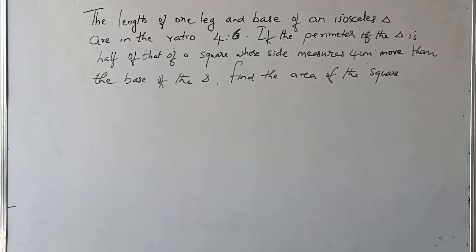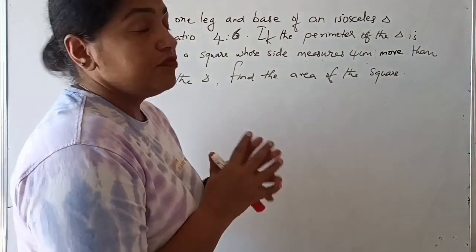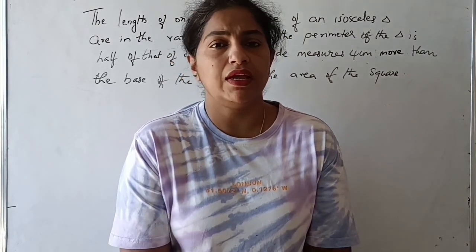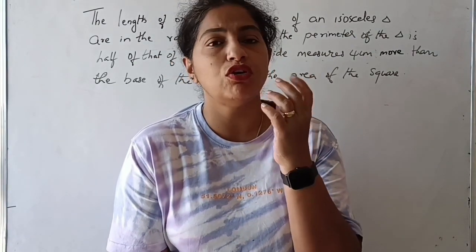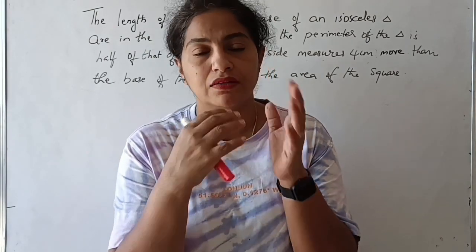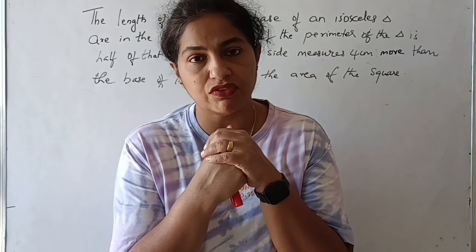The length of one leg and base of an isosceles triangle are in the ratio 4:6. If the perimeter of the triangle is half of that of a square whose side measures 4 centimeters more than the base of the triangle, find the area of the square. So, we have an isosceles triangle. You know what is the speciality of an isosceles triangle? Two sides are equal. In normal usage, the side that is unequal is called the base of the triangle.